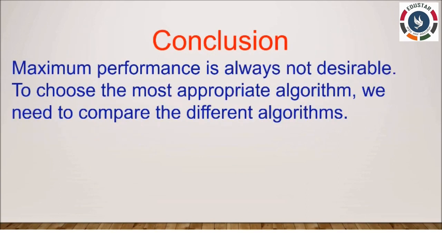And then the conclusion of this video: maximum performance is not always desirable, so choose the most appropriate algorithm. Based on the algorithm, the program will be executed, so we need to compare different algorithms. With the help of different algorithms, the program can become more effective, correct. The remaining things we will see in the next class: what is the worst case, what is the best case, and which algorithm is best. We will discuss that in the next class.